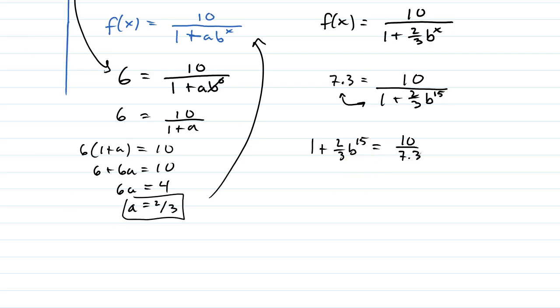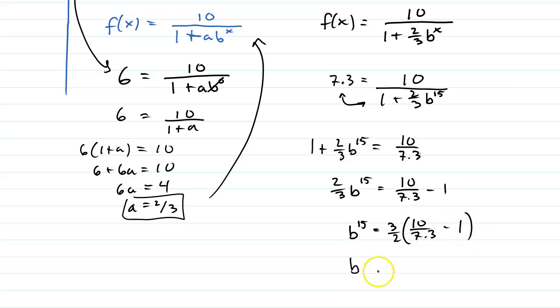So we will write that as 2/3 b to the 15th equals, and I mentioned before that we want to avoid getting to decimals as long as we can, so I'm just going to write -1, and when I get an expression at the end where b is alone, I'm going to put everything in the calculator at once. Okay, so to get rid of this 2/3, I'm going to multiply by 3 halves on both sides. So 3 halves, 10 over 7.3 minus 1. And I'm going to have to take the 15th root of all of this.